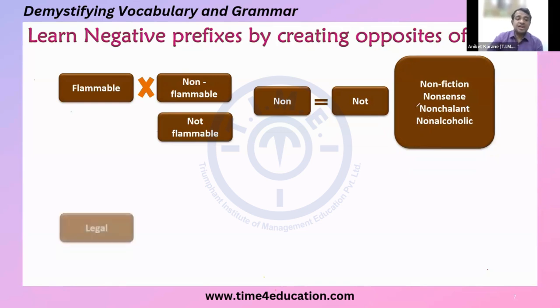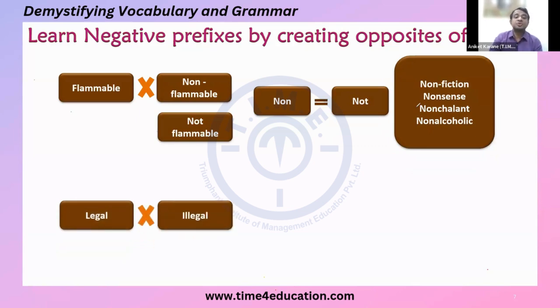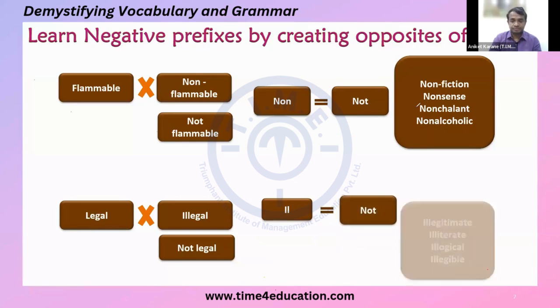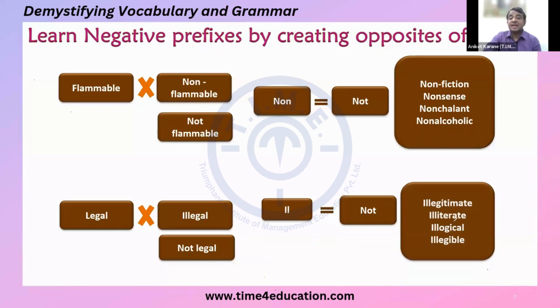Okay. Same way, if I say legal, your opposite will be illegal. So not legal, again, the meaning is not legal. In this case, IL becomes not. So illegitimate, illiterate, illogical, ineligible, all these words can be made. So when you find a negative word, if there is a negative prefix involved, you can find many words of the same sequence. And that's how your vocab will enhance.